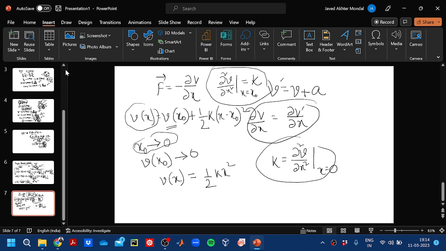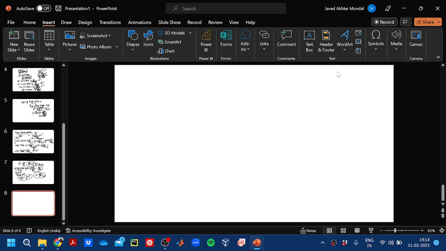That is why, for any arbitrary potential around any local minimum, we can always express our potential as one half k x squared. And we know that in simple harmonic motion, our potential is one half k x squared. So how does it come about? Suppose we have a spring mass system.